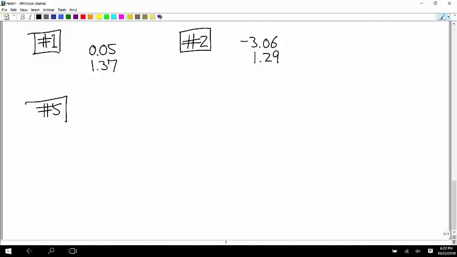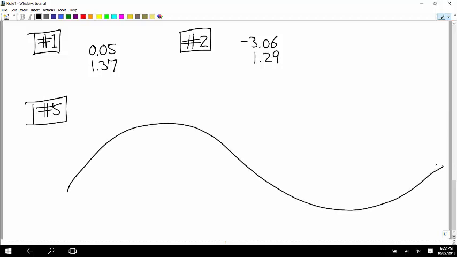So let me just do this again. Let me just blow it up a little bit. All right, so the sign of the velocity is determined by the slope. And the sign of the acceleration is determined by whether it's a cup or a, what did I say? A cup or a frown. Cup or a frown.